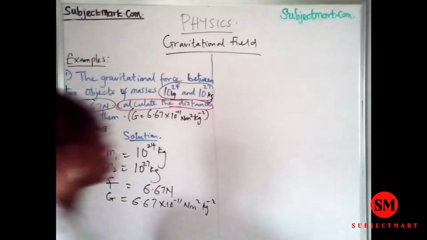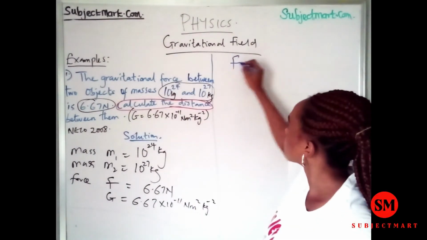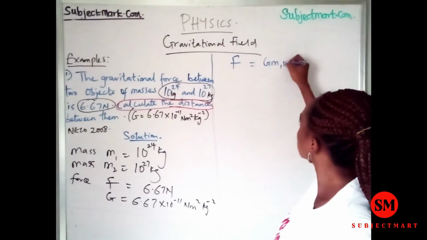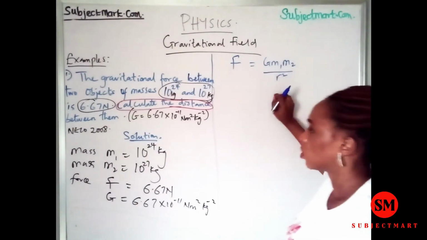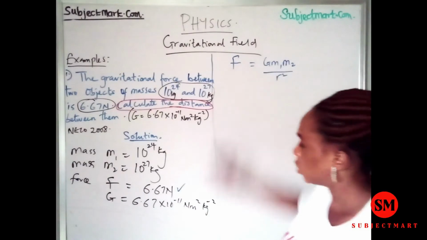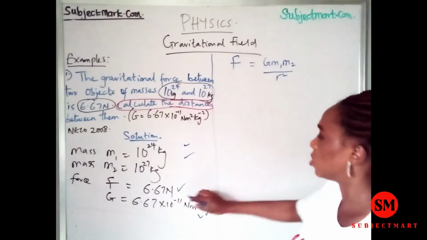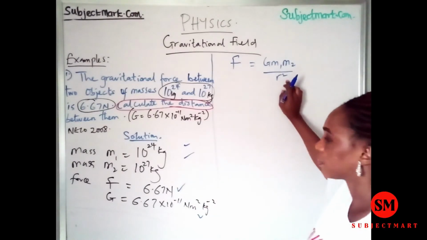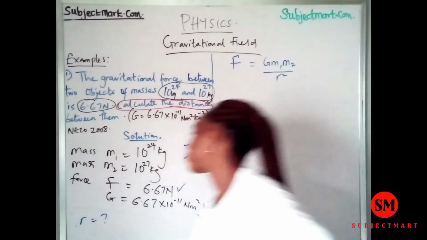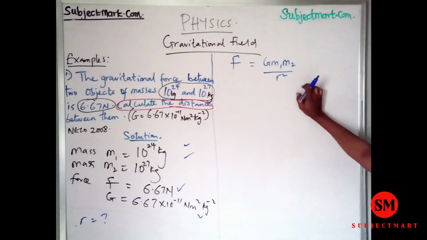Okay? So I'm just going to write out our formula, which is F is equal to G M1 M2 over R squared. So from the question, we have our F, which is this. We have G, which is this. M1, M2, we have F here, which is this already. But we don't have R. So we are actually calculating for R. So all I need to do is to make R the subject of the formula, which is the distance.